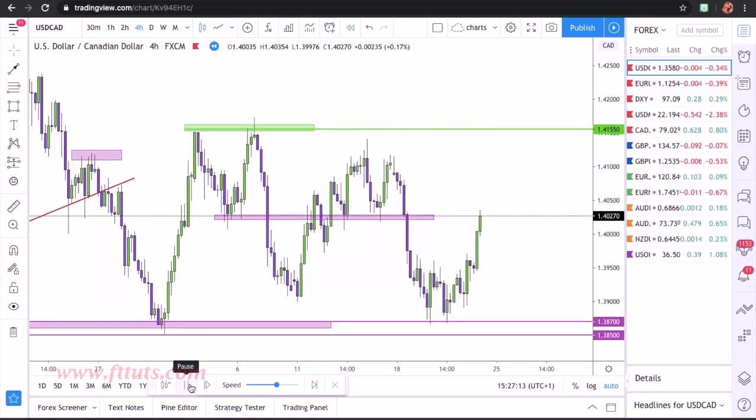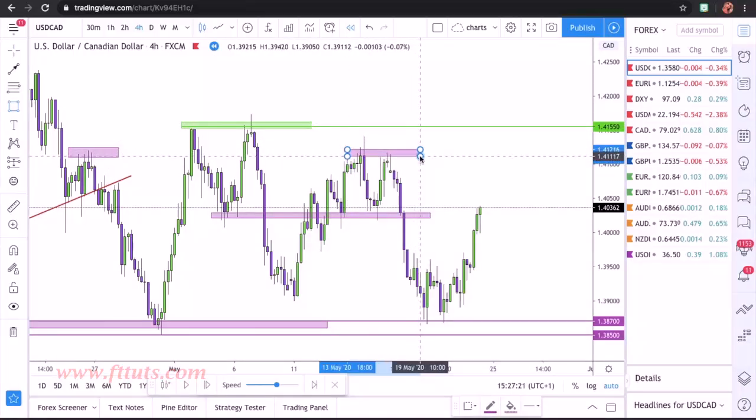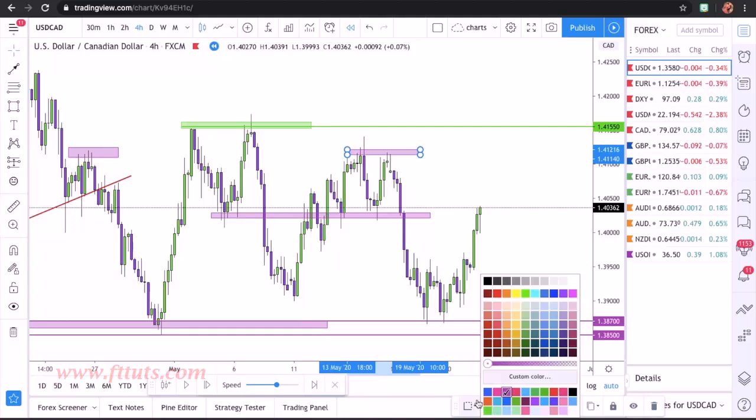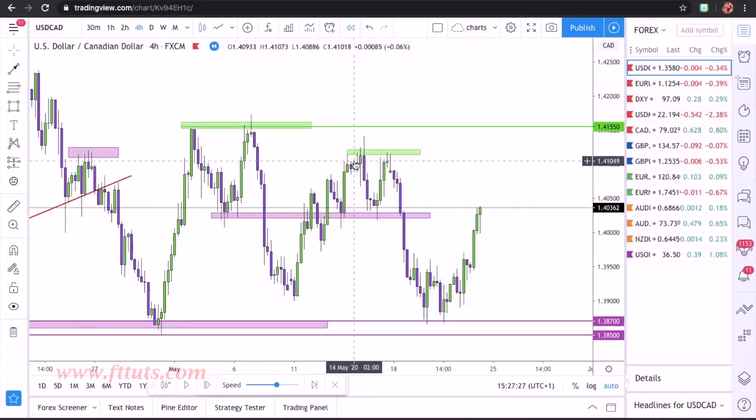Then it starts reversing. So why it rejected here is that it didn't have enough bullish momentum to get to that 141.5, which is fine. You can also take an entry here. You just have to watch it.